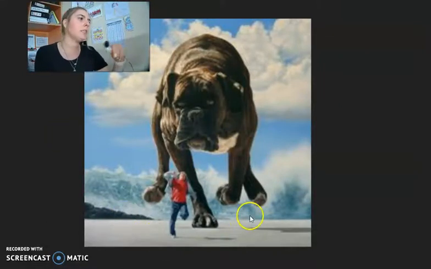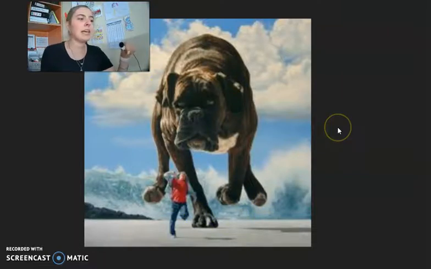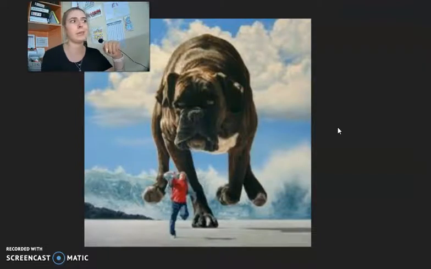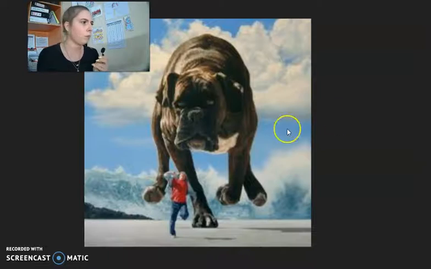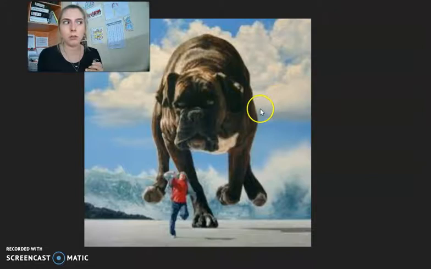Now let's look at what we see in the picture. What do you think the setting is in this picture? Does it take place in the jungle? Does it take place in the North Pole? Does it take place in Abu Dhabi? What do you think? What about the characters? What would our characters be if you chose this picture? Looks like we have a little boy and a huge dog.